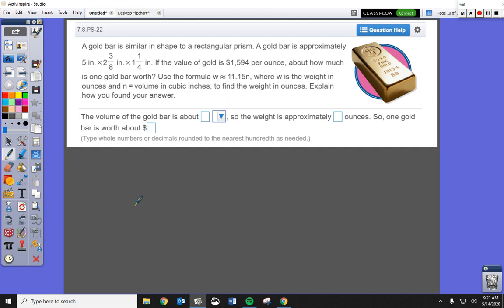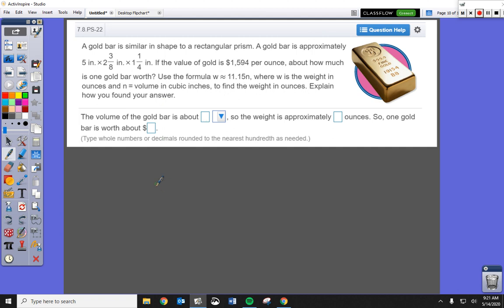A gold bar is similar in shape to a rectangular prism. A bar is approximately 5 inches by 2 3/8 by 1 1/8 inch. If the value of gold is $1,594 per ounce, about how much is a gold bar worth? Use the formula W is approximately 11/1500 N, where W is the weight in ounces and N equals volume in cubic inches to find the weight in ounces. Explain how you found your answer.